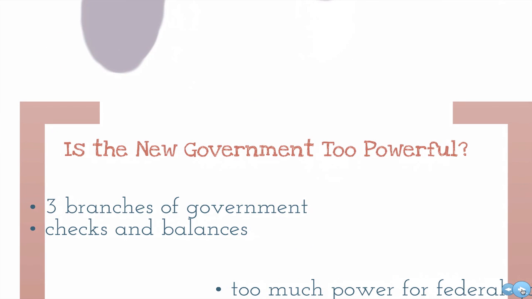Now, a lot of people were concerned that the new government that was formed was way too powerful. It did have a lot more power than the Confederation government, and this caused a great deal of concern because a lot of people felt like the reason for the American Revolution and the reason for breaking away from Britain was to get away from a central government that had that much power. So to be putting a government back in place that had more power caused a lot of concern for people.